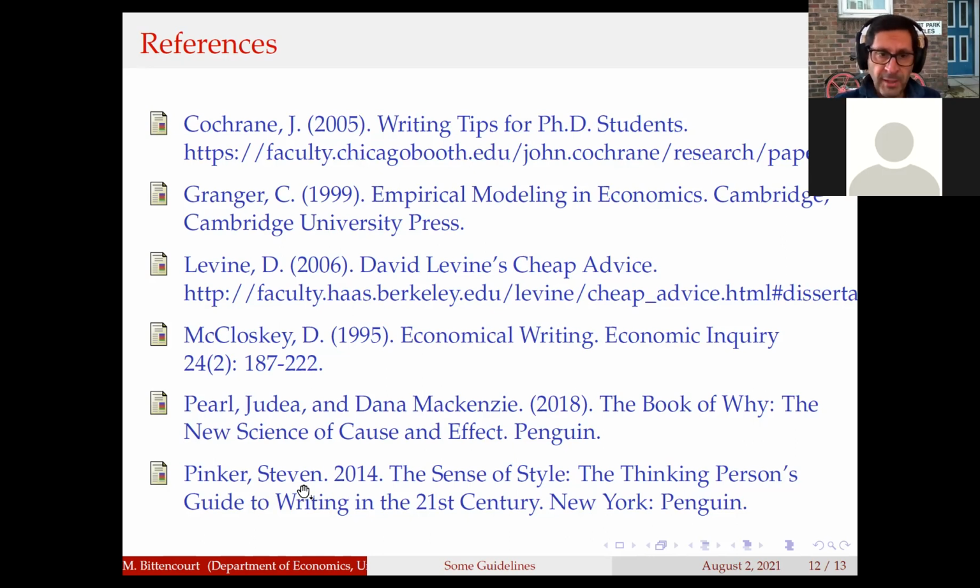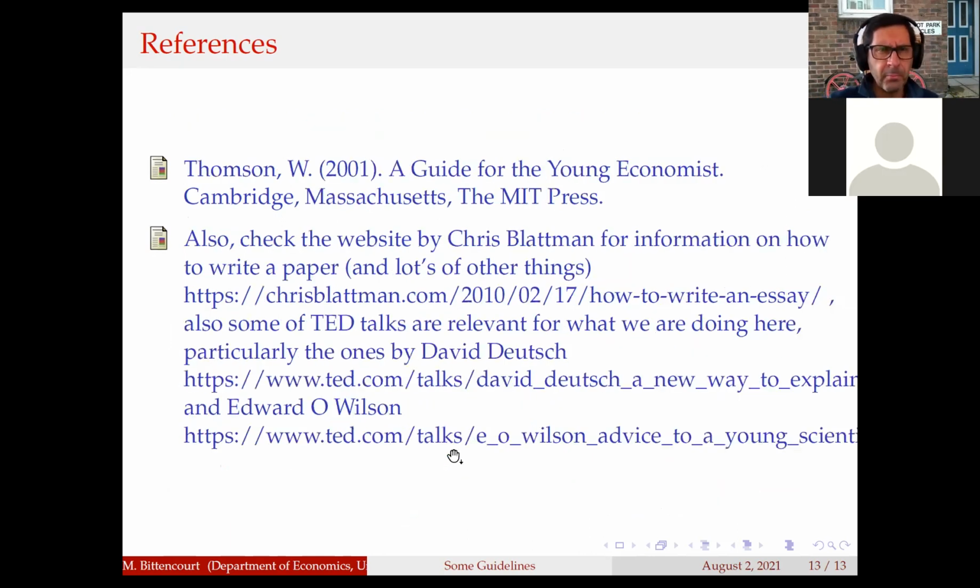Then there is the book by Steven Pinker, The Sense of Style, The Thinking Person's Guide to Writing the 21st Century, also by Penguin. Steven Pinker is a psychologist, professor of psychology at Harvard. He writes a lot about how people communicate, right? Communication. And it's a great book. Again, if you have the chance, please browse that book.